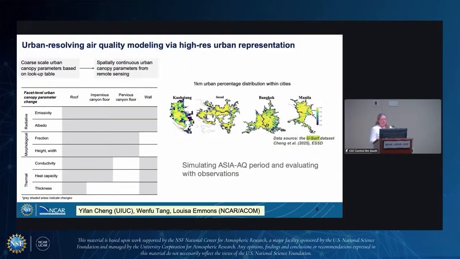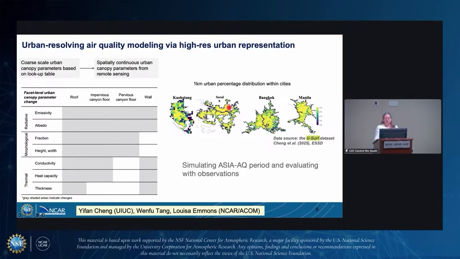And Yifan Cheng, visiting from Illinois, is working on updating the representation of urban properties in the land model and looking at how that impacts ozone air quality. And so she's just started, but she's already made great progress, and I'd have results if the computers hadn't been down for the past week.